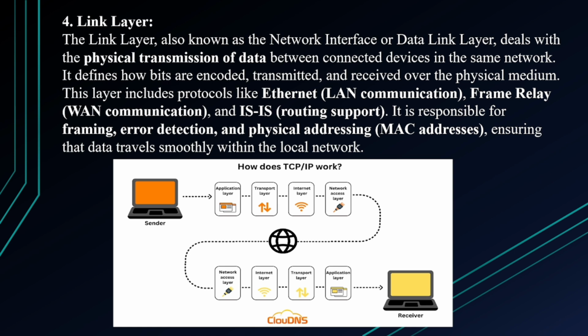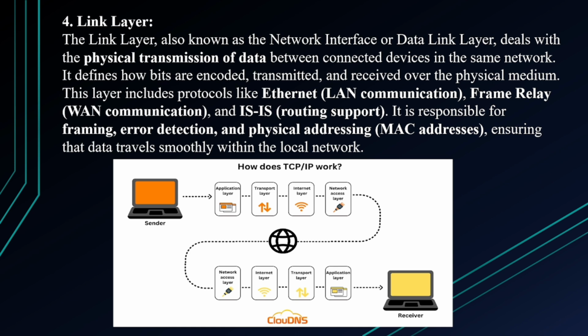What does this layer do? First, it handles encoding and transmission of data. The data from the upper layers is converted into bits, zeros and ones, and then physically transmitted over the medium, whether that's a copper wire, fiber optic cable, or wireless radio waves. Second, it does framing. It takes the data and puts it into frames or packages with headers and trailers, so the receiving device knows where one piece of data starts and another ends.